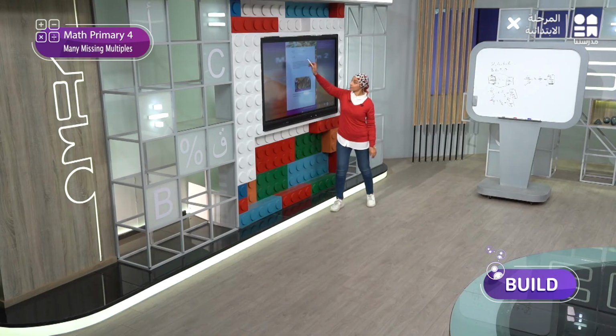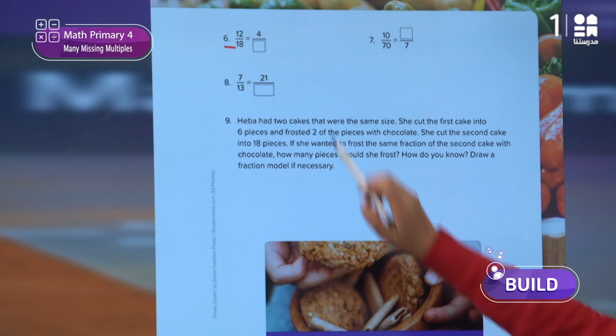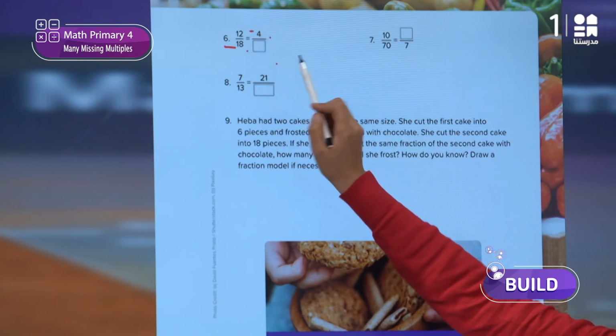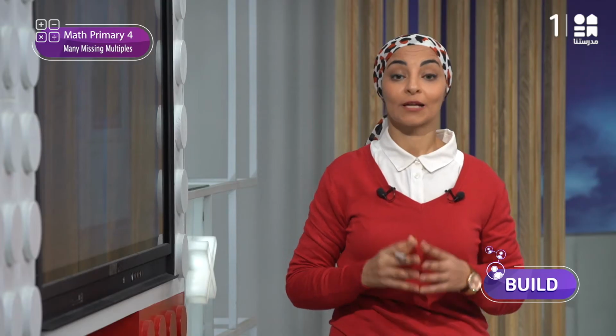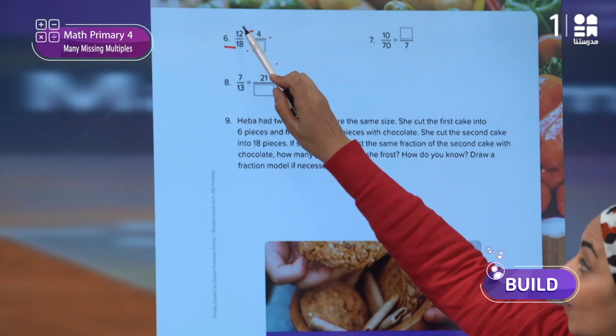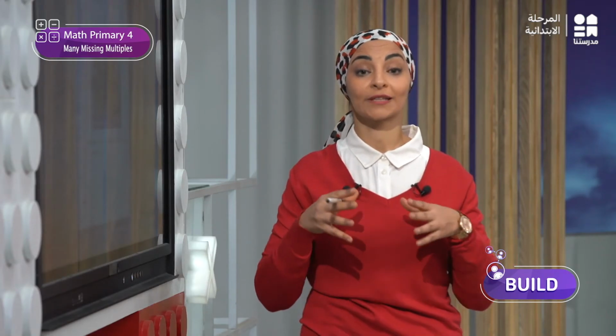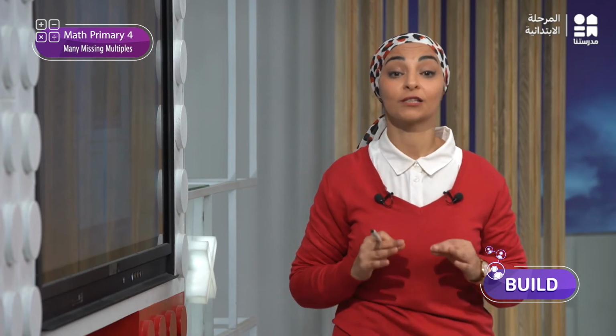And now in problem 6, as you see here, the denominator is missing. يعني 12 over 18 equals 4 over what? طيب دلوقتي كلنا شايفين ان ال 12 becomes 4. Is it increased ولا decreased? 12 becomes 4 so it is decreased. يبقى أنا لازم أعمل divide.